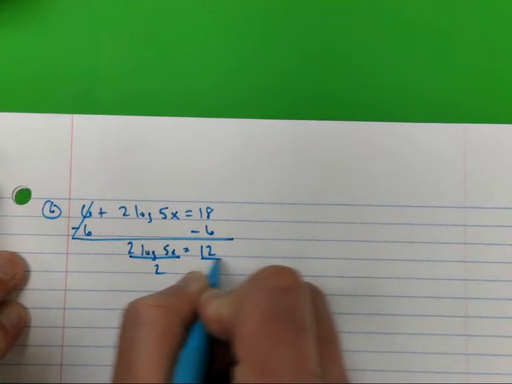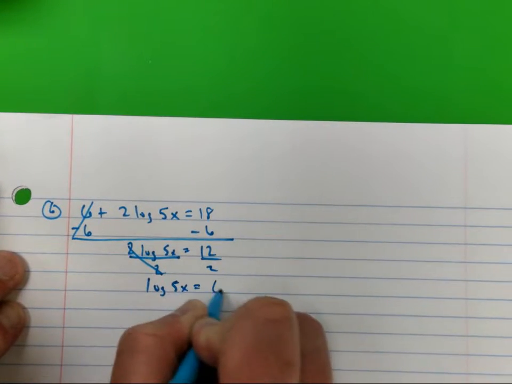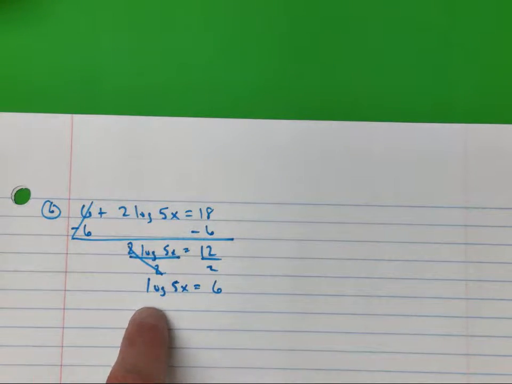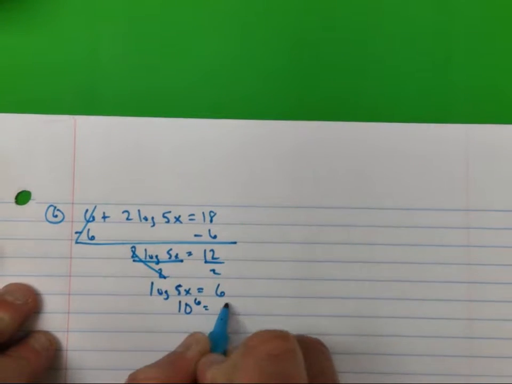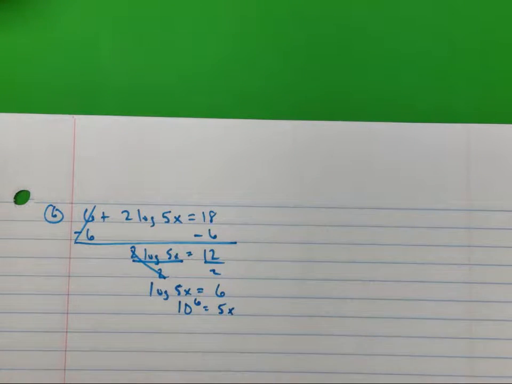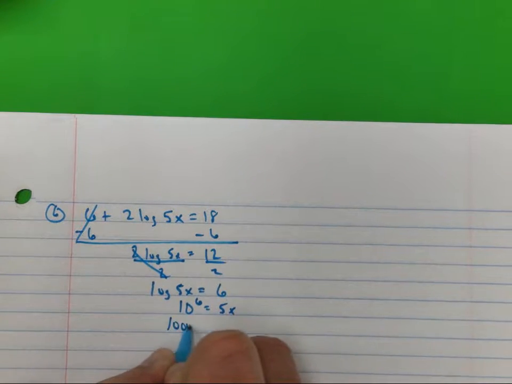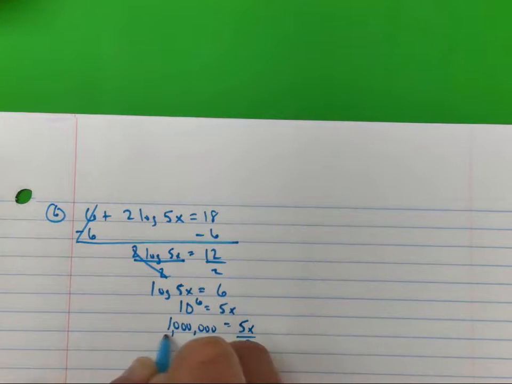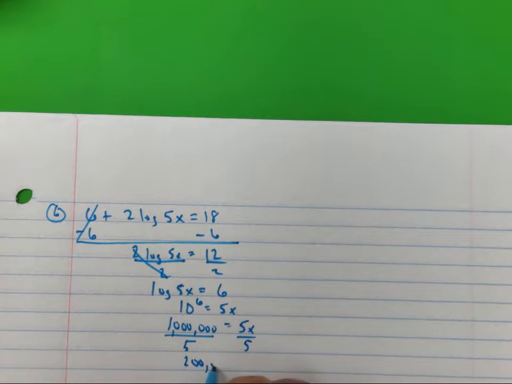Then I'm going to divide both sides by that 2. Now that my log is by itself, I have 1, I can put an exponential. It's an understood base 10. 10 to the 6 equals 5x. So it's going to be 1 million equals 5x, divided by 5 gives you 200,000.